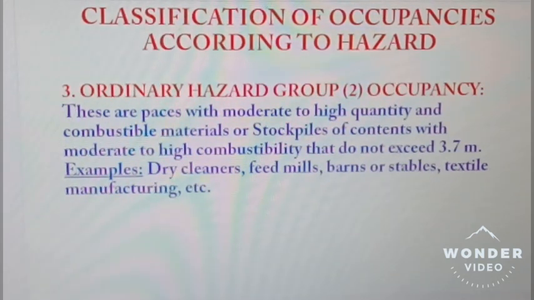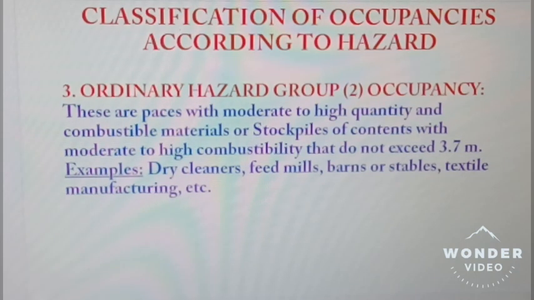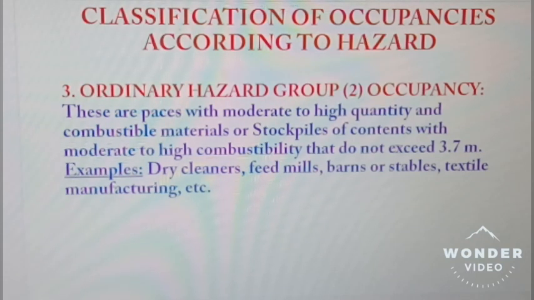3. Ordinary hazard group 2 occupancy. These are spaces with moderate to high quantity and combustible materials, or stockpiles of content with moderate to high combustibility that do not exceed 3.7 meter. Examples: dry cleaners, feed mills, barns or stables, textiles, manufacturing, etc.